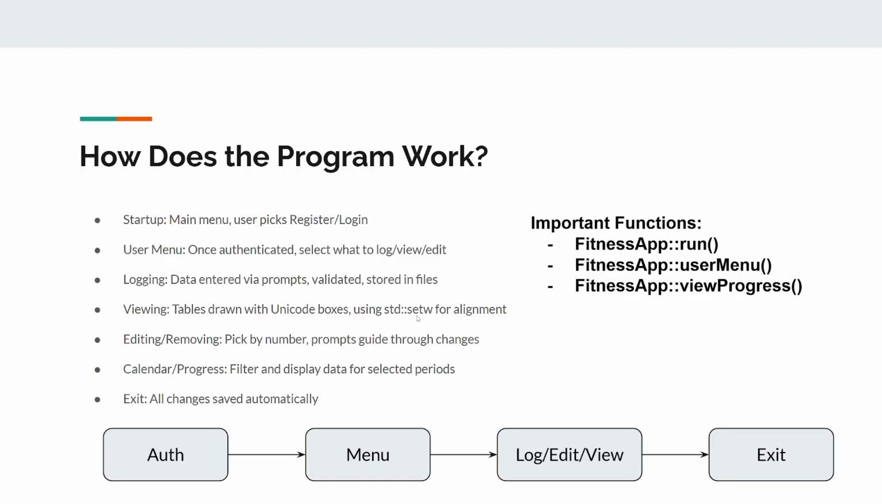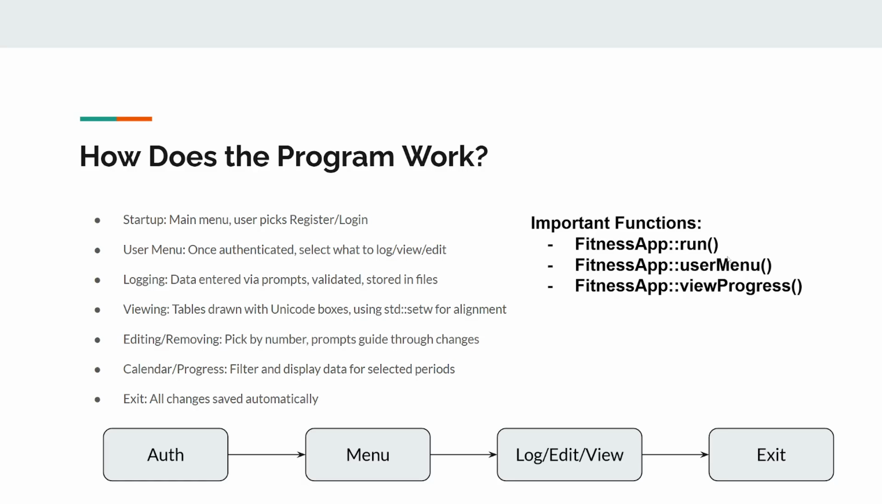I used a lot of std::setw for alignment to make it all line up nicely, even if an entry was longer than another. To edit or remove certain things, they pick a number or ID associated with that specific goal or workout, and the prompts guide the user through these changes, which makes it really user friendly. Once they exit, all changes are saved automatically, so users don't have to worry about saving on their own.